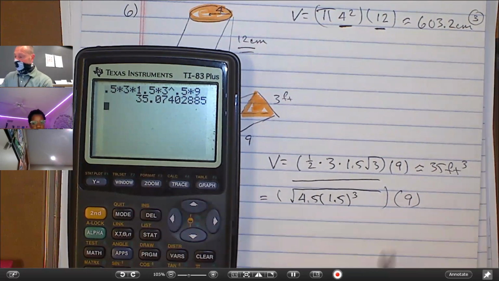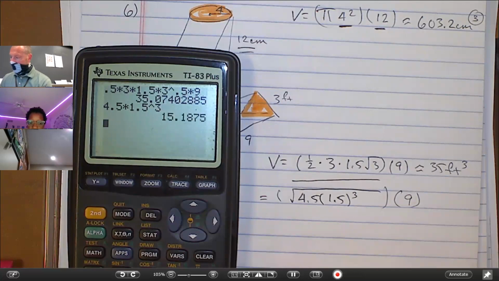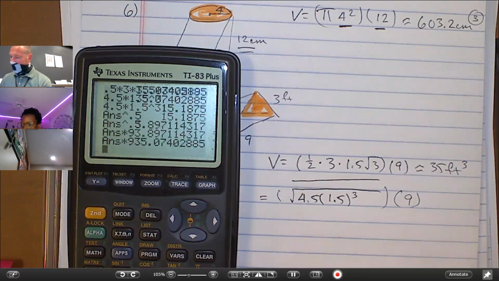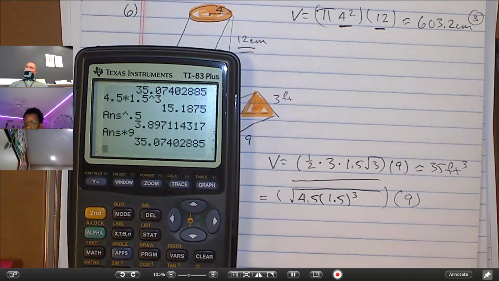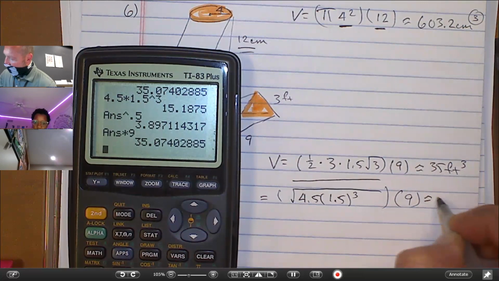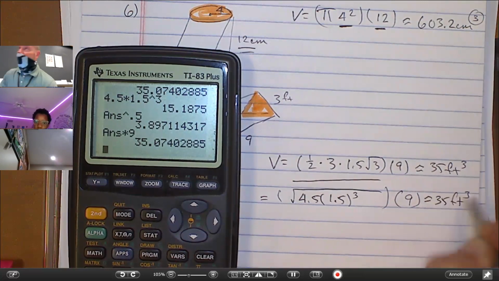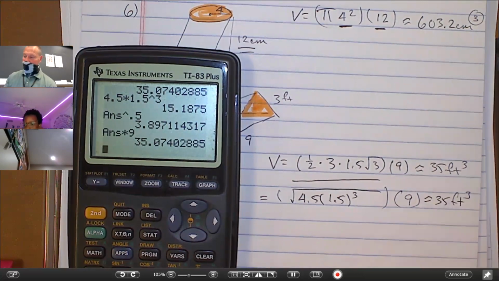If you want to check and see if you get the same answer here, let's do it. 4.5 times 1.5 to the 3rd power equals that. If I take that to the 0.5 power, because I have to take the square root of it, I get that. And if I multiply it by 9, I hope I get about 35. Yep, I did. All right. So Heron's formula worked pretty well there. I got about 35 feet cubed in that case as well.